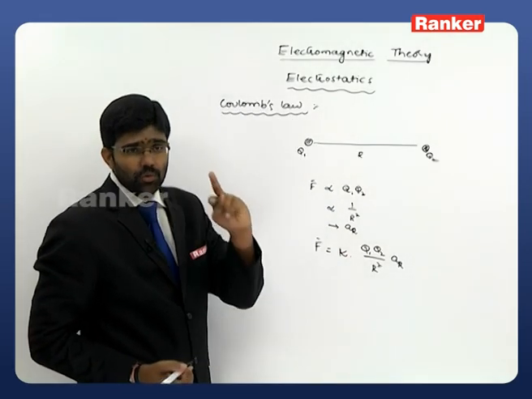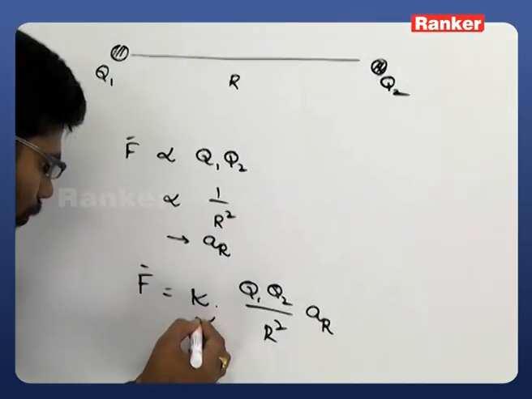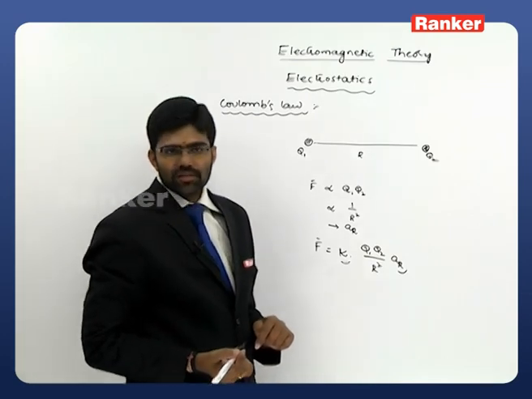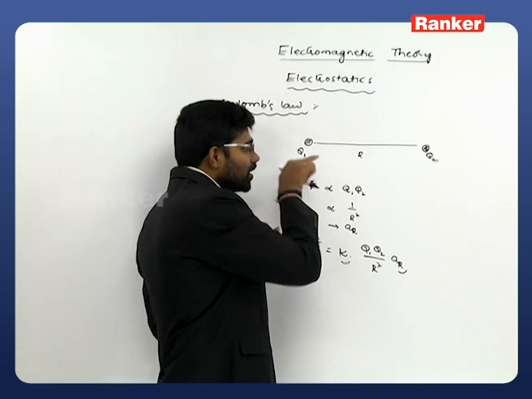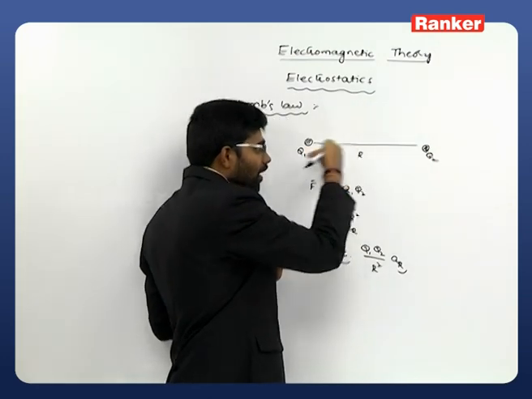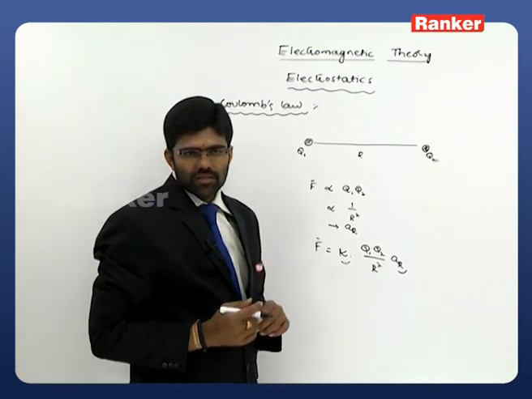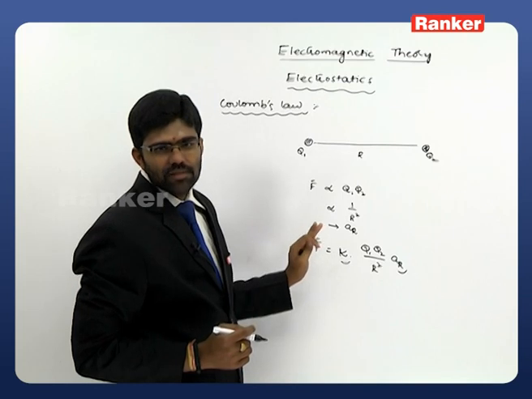So here we need to observe two important points. What is this proportionality constant, and what is the direction we are supposed to mention? Since it is a vector quantity, clearly you have to mention in which direction it is. It is like this or like this, away from Q2 or away from Q1. We have many directions, and by observation we can say in which direction it is.